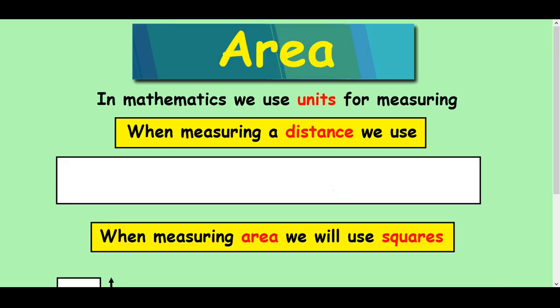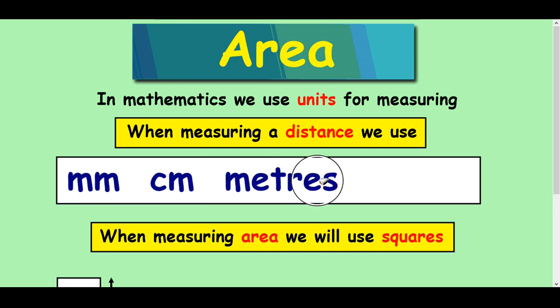Right, so in mathematics we use units for measuring. When measuring a distance, like the perimeter, we usually use the metric system. Not always, you still get miles and inches and so on, but the metric system is the most common. The smallest unit we use is millimetres. You'll find them on your ruler, the wee teeny bits. And then we use centimetres, and then metres, and then the biggest one we use is kilometres. You'll notice they all end in metres. That's why it's called the metric system.